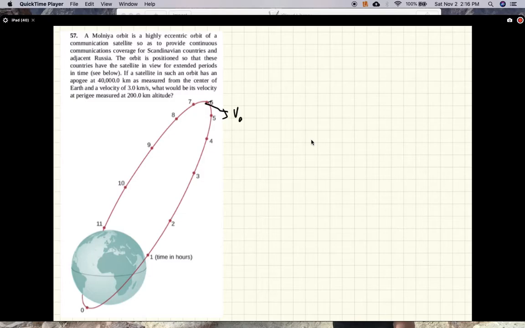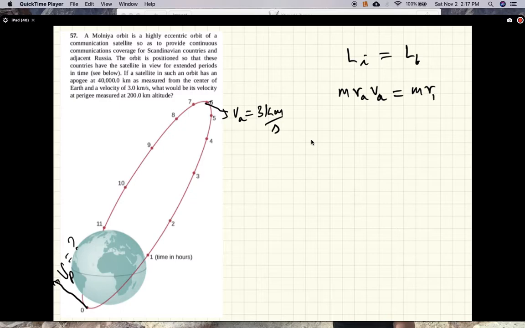Okay, so velocity at apogee is equal to 3 kilometers per second, and velocity at perigee is what we want to know. Now in satellite motion, what is conserved is angular momentum. At apogee and perigee, the angular momentum is given by mass, the distance and velocity at apogee, equal to mass, distance at perigee, and velocity at perigee.